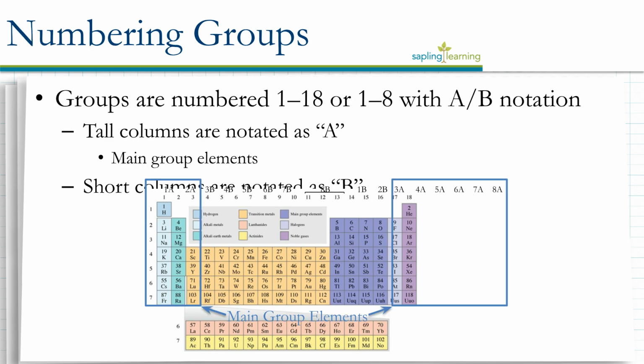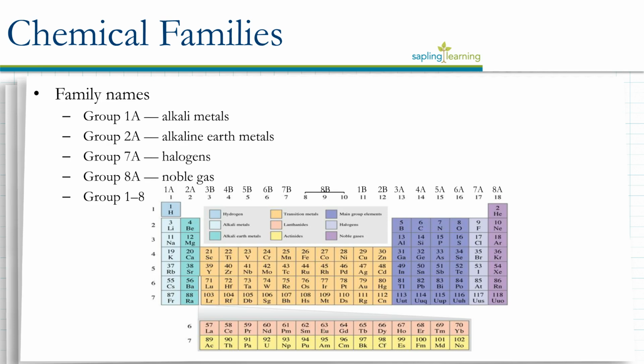Groups are numbered 1 through 18, or 1 through 8, with A or B notation. A notation is for the main group elements, the tall columns, which show the clearest periodic patterns. B notation is for the short columns. Chemical families also have names. Group 1A are alkali metals, 2A are alkaline earth metals, 7A are halogens, and 8A are noble gases. Groups 1B through 8B are known as transition metals.